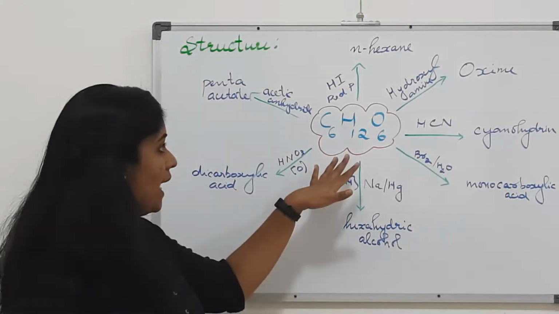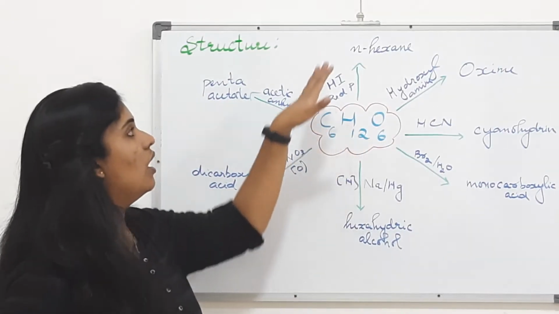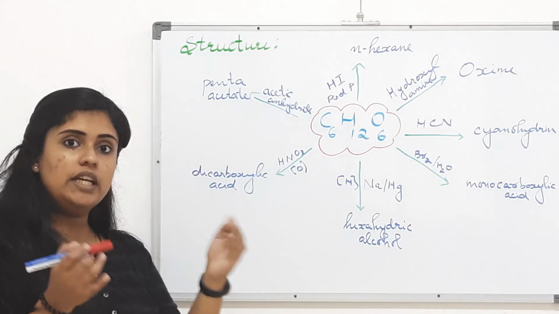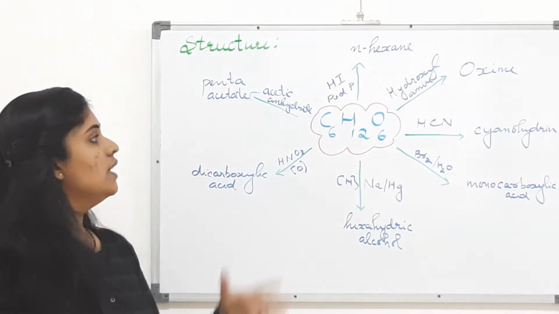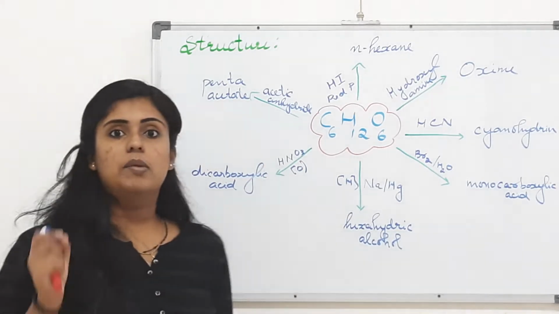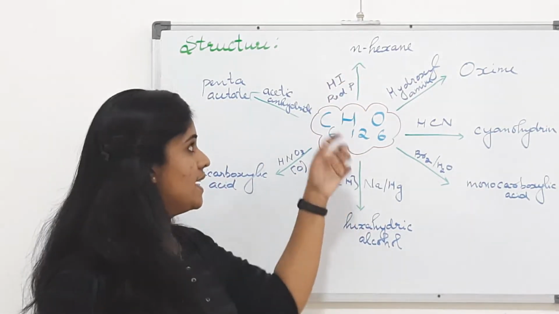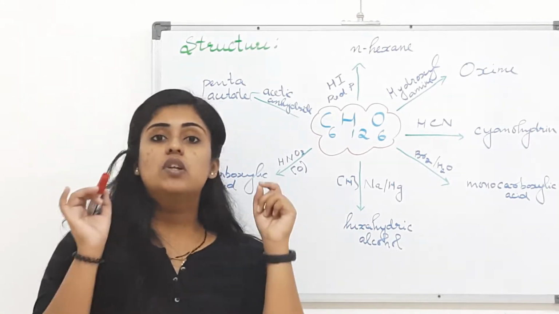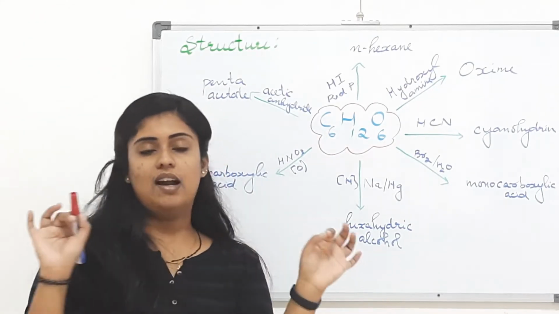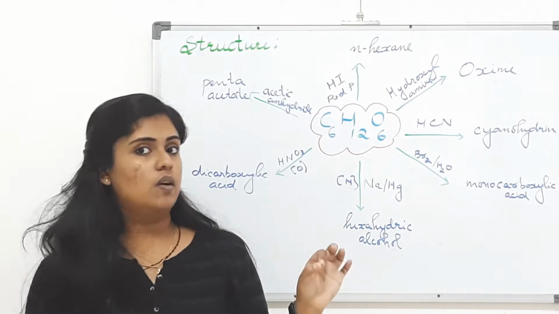Further, they reacted this glucose with HI. They treated it with HI in presence of red phosphorus and found that the product formed was normal hexane. From this reaction they came to the conclusion that glucose consists of 6 carbon atoms in a continuous long chain.